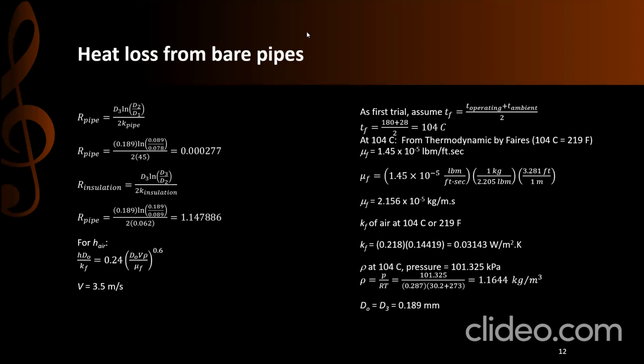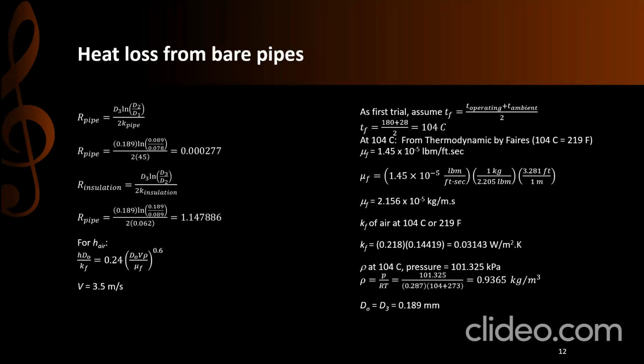So D sub O is equal to D sub 3 is 0.189. Okay, so the density at 104, pressure 101.325. So density is P over RT is equal to 101.325 over 0.287 over 104 plus 273. So that is 0.965 kilogram per cubic meter. Then given is D sub O is equal to D sub 3 is 0.189 meter.